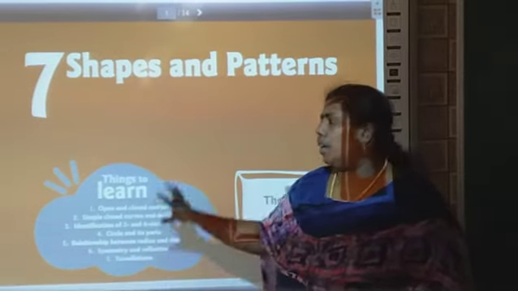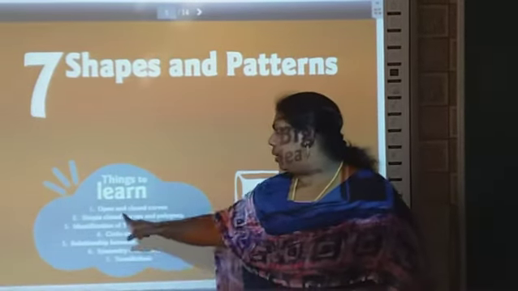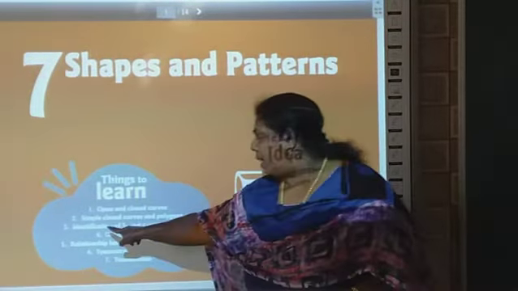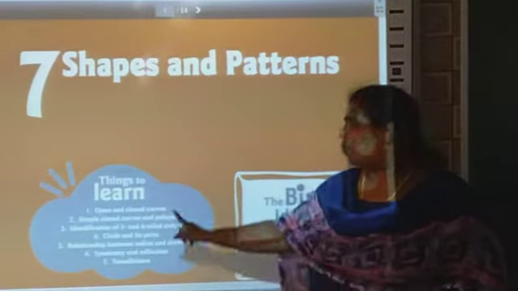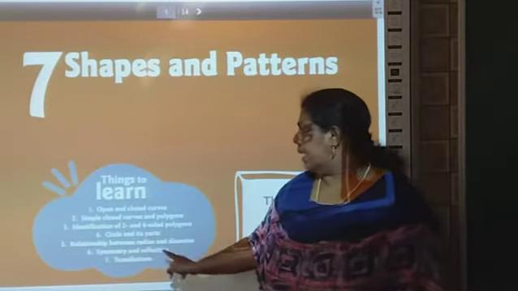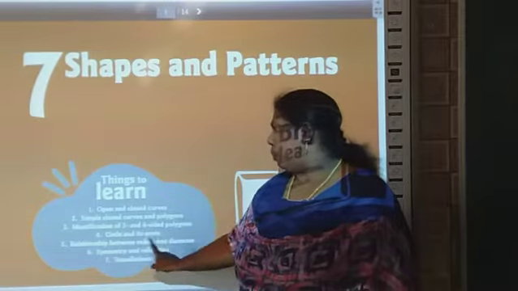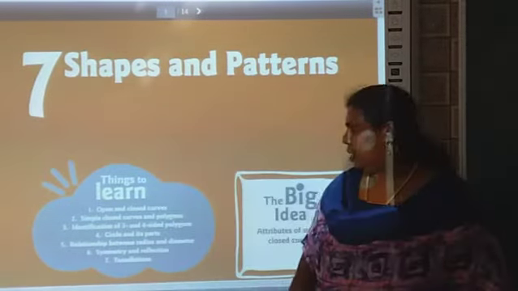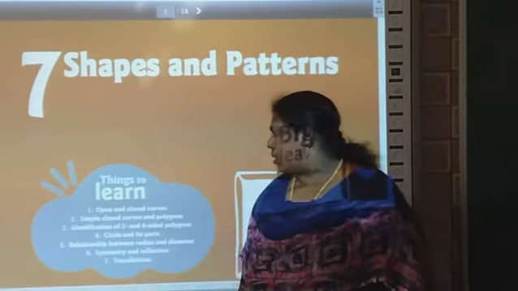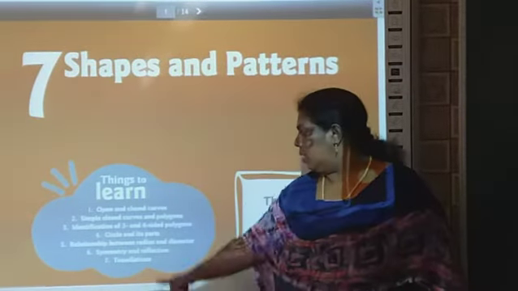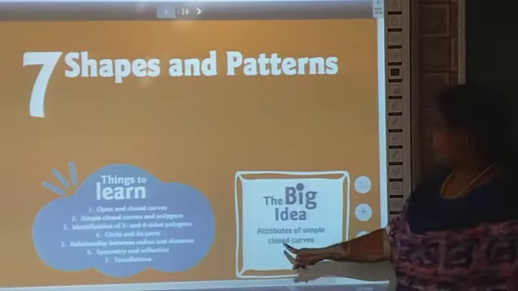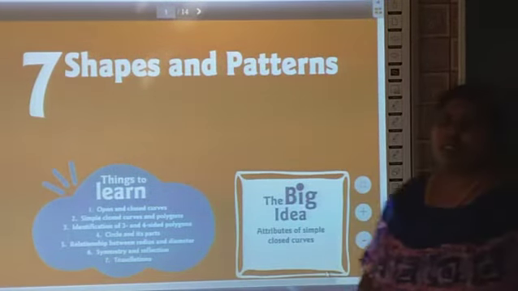In this chapter, we are going to learn these things. Open and closed curves, simple closed curves and polygons. Then identification of 3 and 4 sided polygons. Then circle and its parts. Then fifth one is relationship between radius and diameter. Then sixth one, symmetry and reflection. Seventh one, tessellation. Okay, the big idea is attributes of simple closed curves.